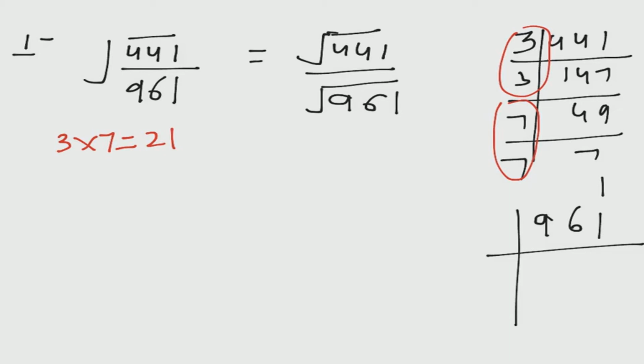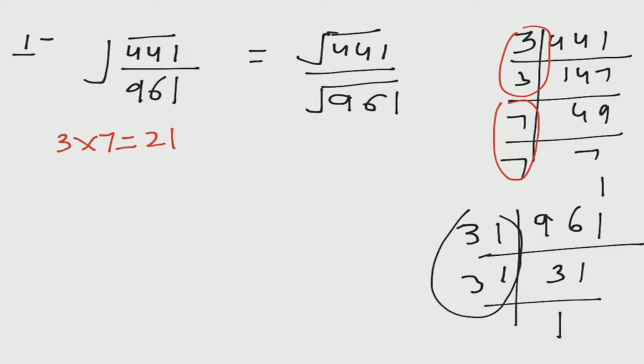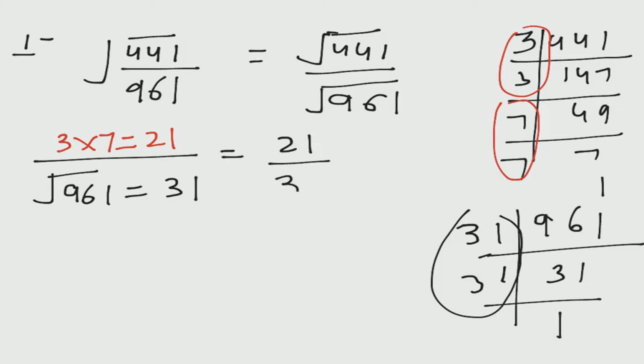So here 961 is the square of 31. So it will give us 31 and 31, which come as a pair, so it will give us 31 only. It means the square root of 961 is 31. So the final answer will be 21 divided by 31. So the square root of 441 is 21 and the square root of 961 is 31. The steps are similar to what we used previously. Here we only find the square root of the numerator and denominator separately.